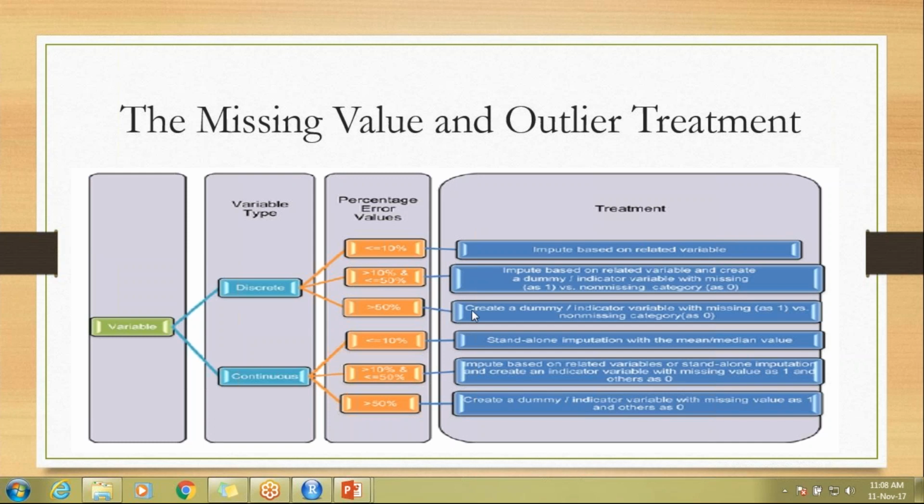But here, as I can see, a majority of my values are zero or null values. It is safe, or a good practice, to make a dummy variable and to replace it with one for all the missing cases that I have.